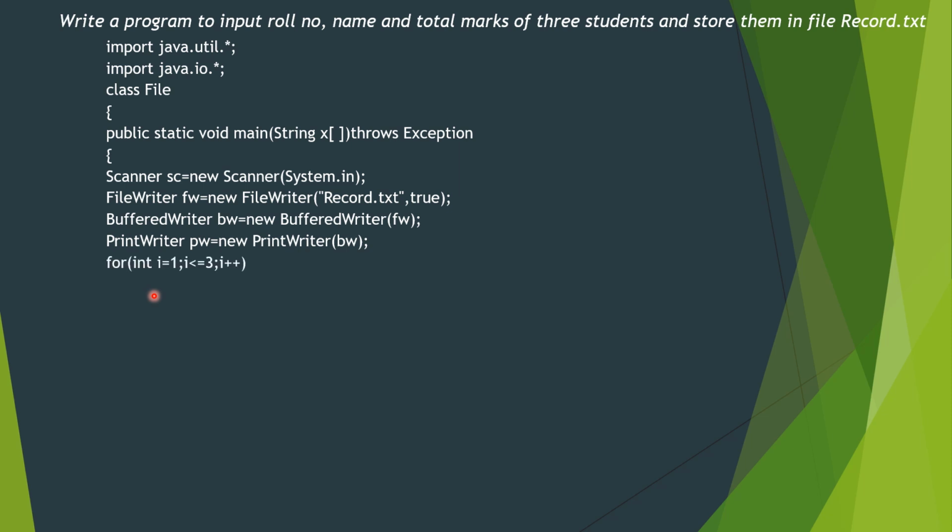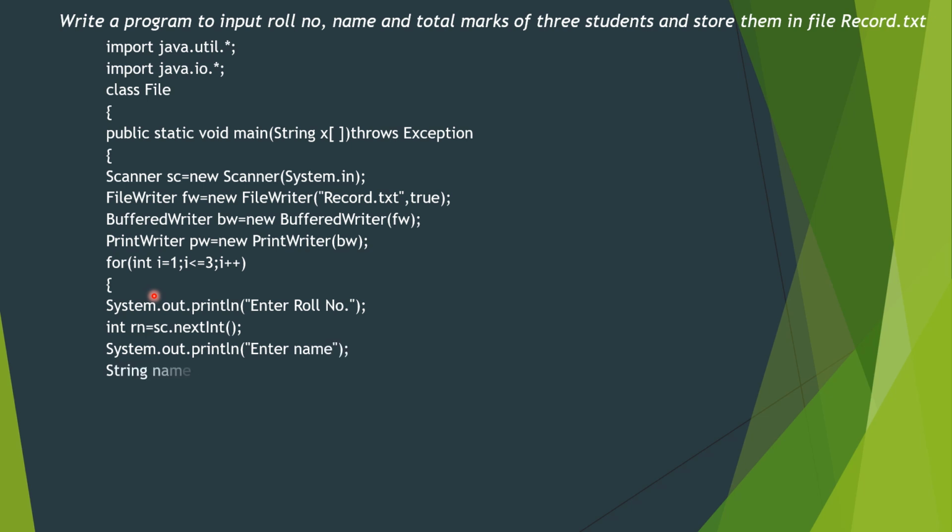Now, as in the question, we have to take the input of 3 students. So a loop is required: for i equal to 1, i less than or equal to 3, i plus plus. We'll take the input of roll number and store it in the rn variable. Then we'll take the input of name and store it in the name variable. Then the input of total marks, stored in the tm variable.